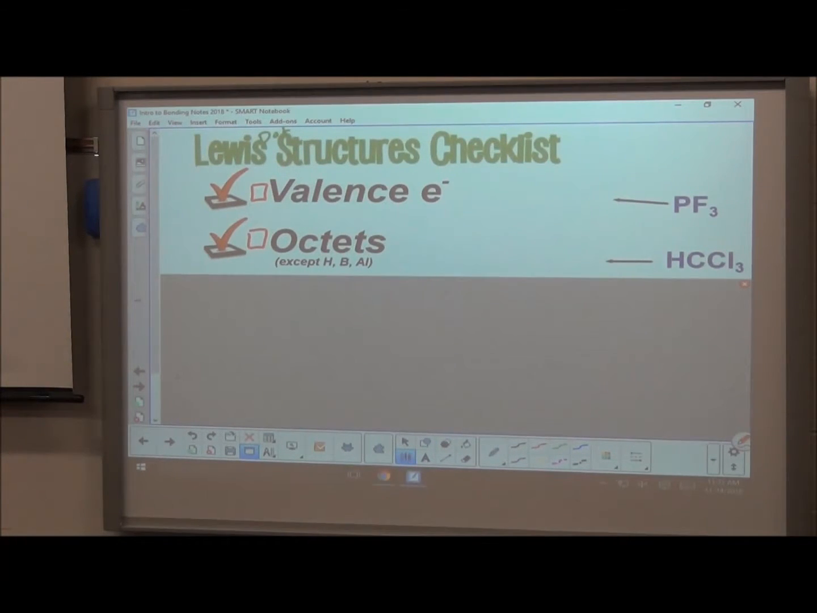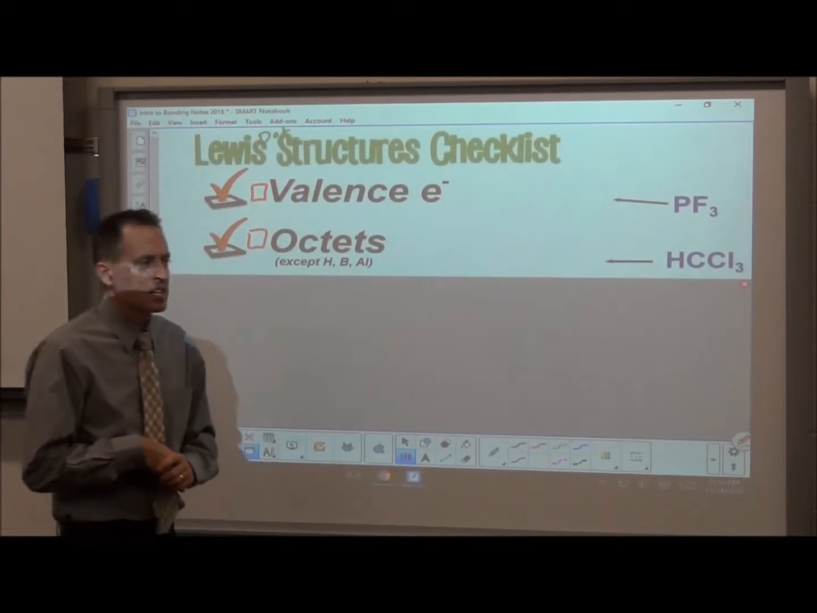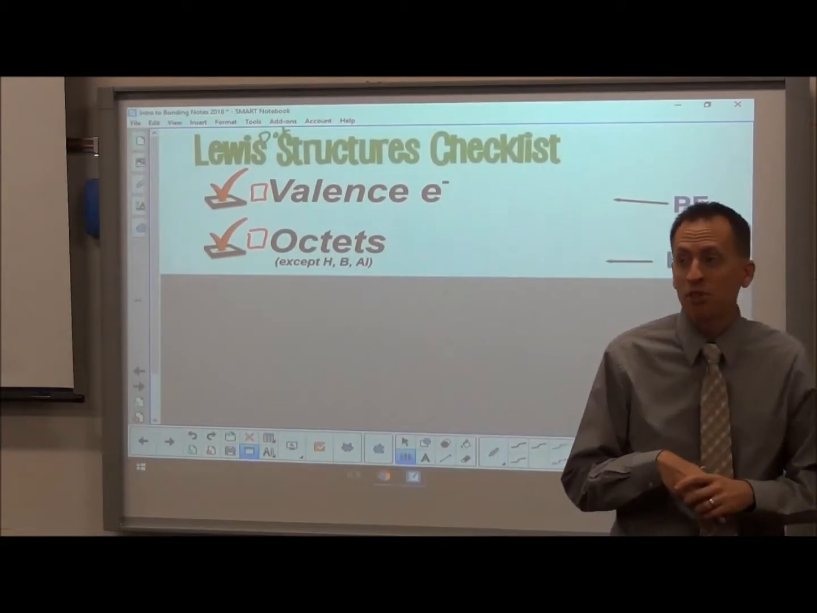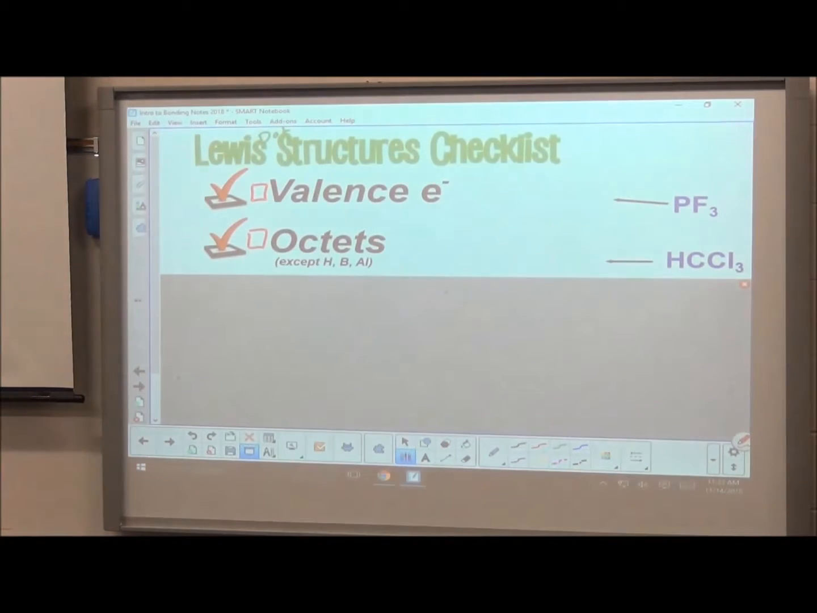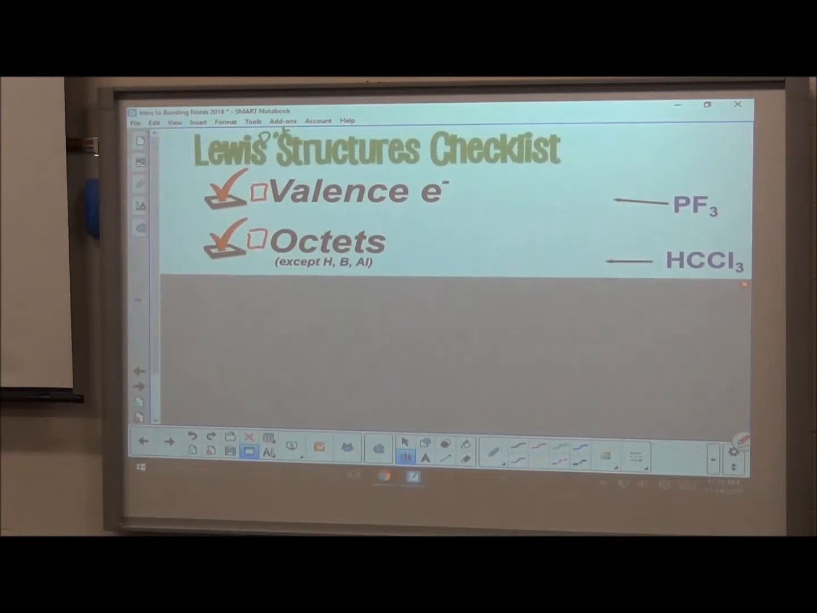Guys, you have 118 elements on the periodic table. The fact that I wrote exceptions and I wrote 3 letters, that's a pretty good deal. I'd take it. Because there are a lot more exceptions probably than this. And we are not going to touch those.